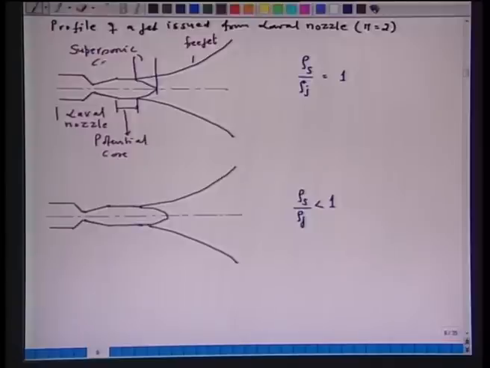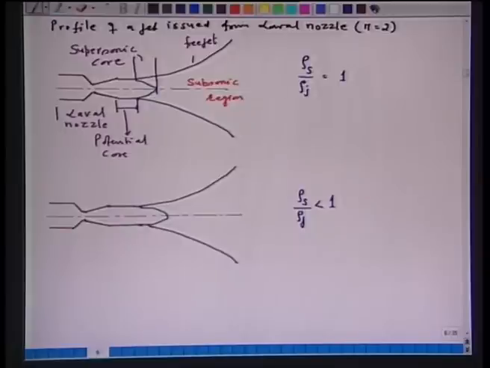This is called the supersonic core, and then this is the subsonic region. I am giving here a relative behavior when the ratio of density of surrounding to density of jet changes. For example, if this ratio is equal to 1, this is my basis of comparison, then this will be the length of the potential core.